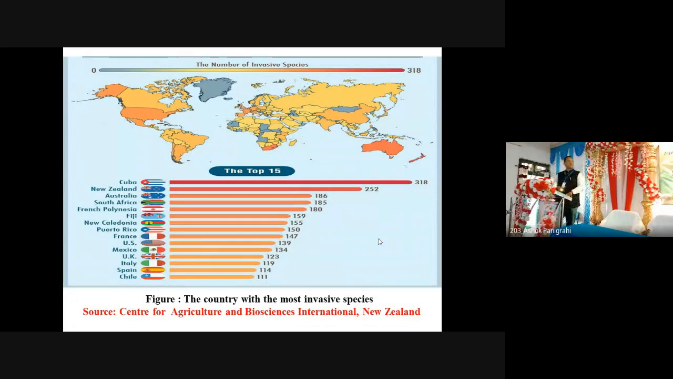Another thing, the last part, invasive alien species, is really a concern. If you do not understand the biology of the invasive species, once you get an invasive species, it will hamper your ecosystem badly. These are the statistics of invasive species in different countries.